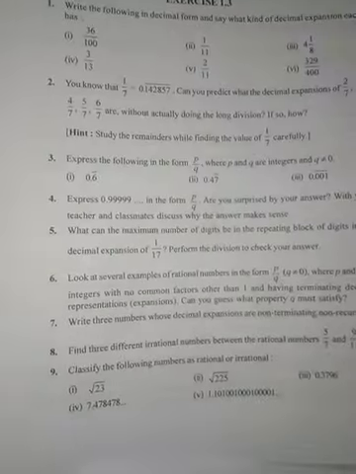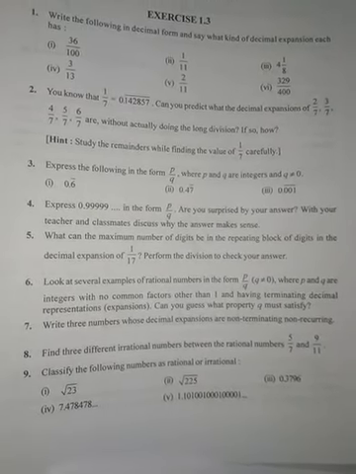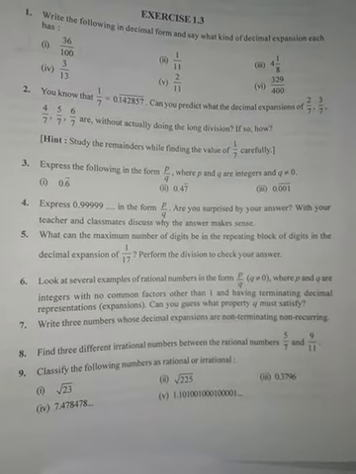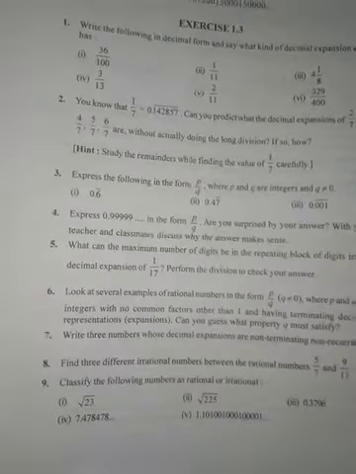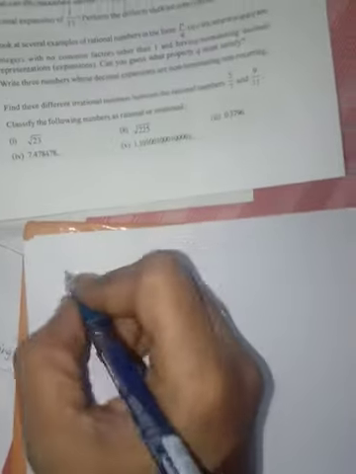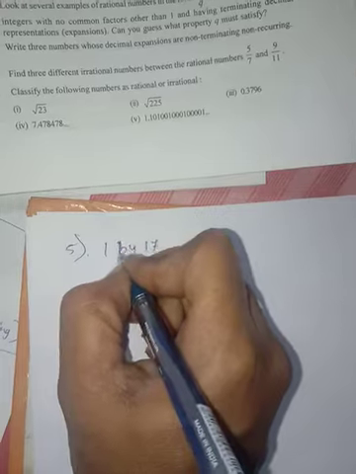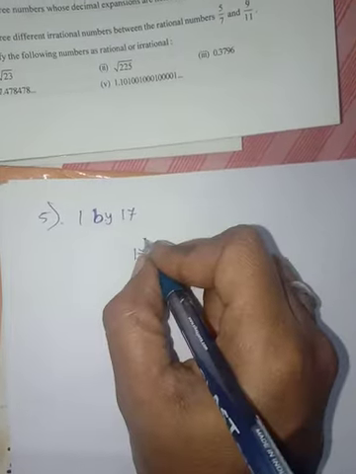What they have asked in the fifth: what can the maximum number of digits be in the repeating block of digits in the decimal expansion of 1 by 17? Perform the division to check your answer. That means we have to divide 1 by 17 and show how many decimals are going to become. This one is the question. That means I have to divide 1 by 17.